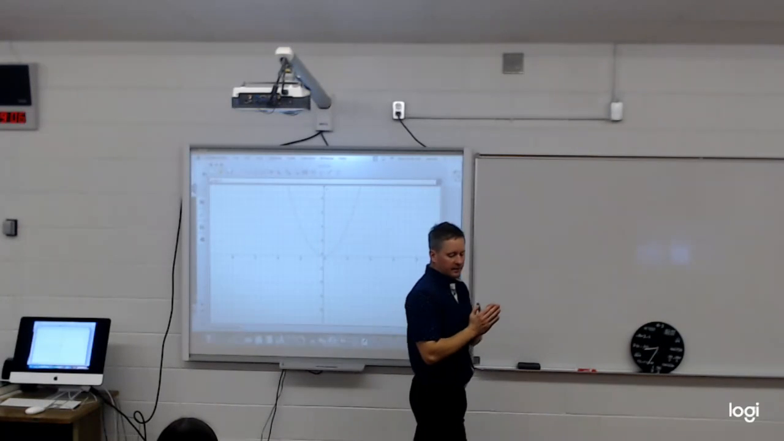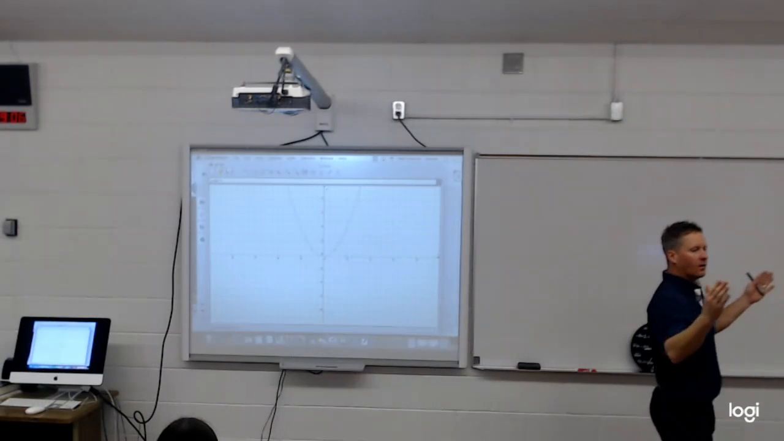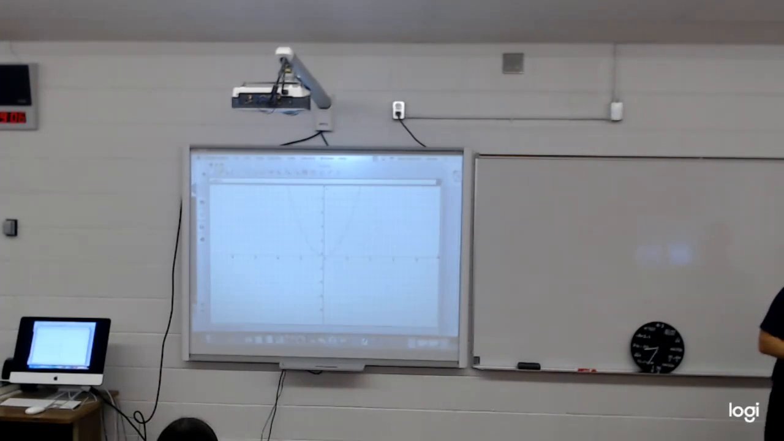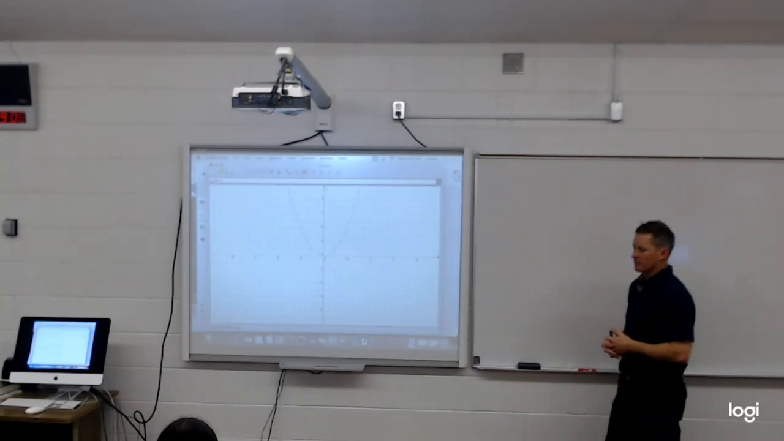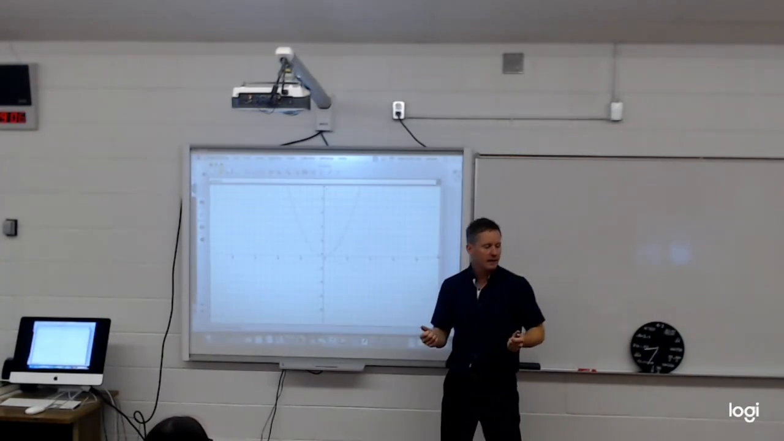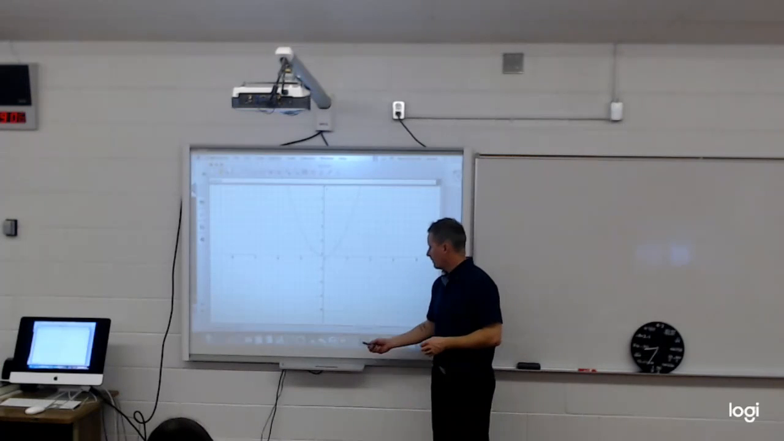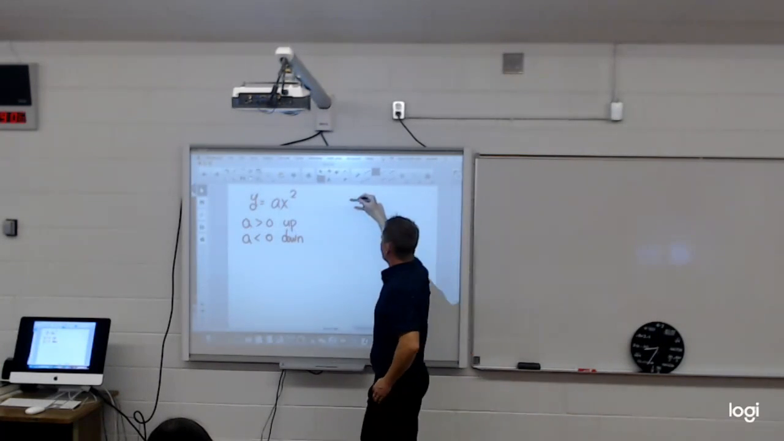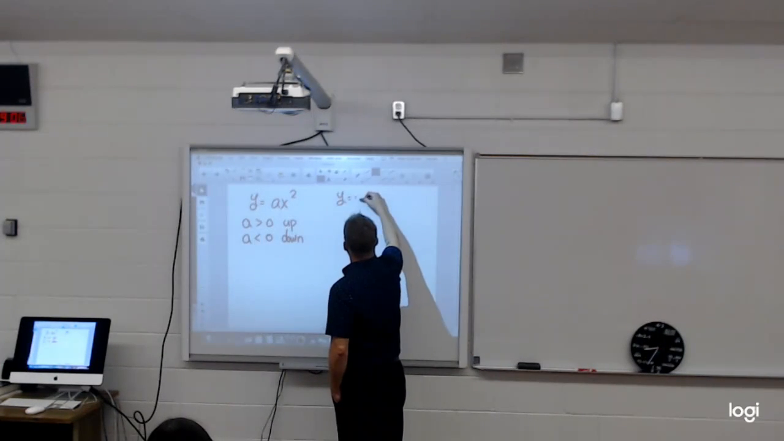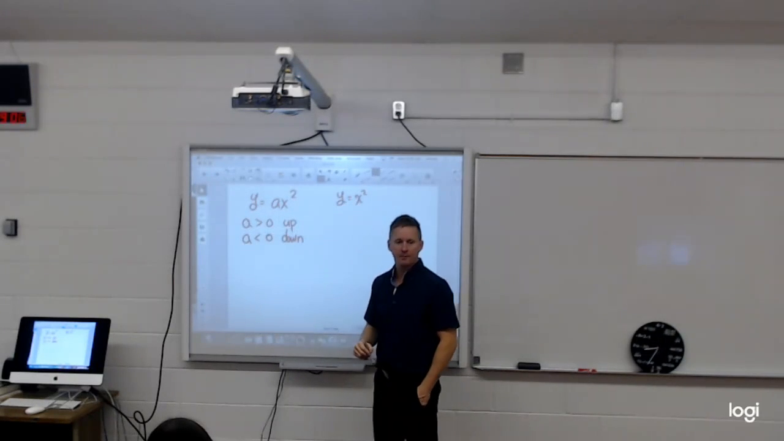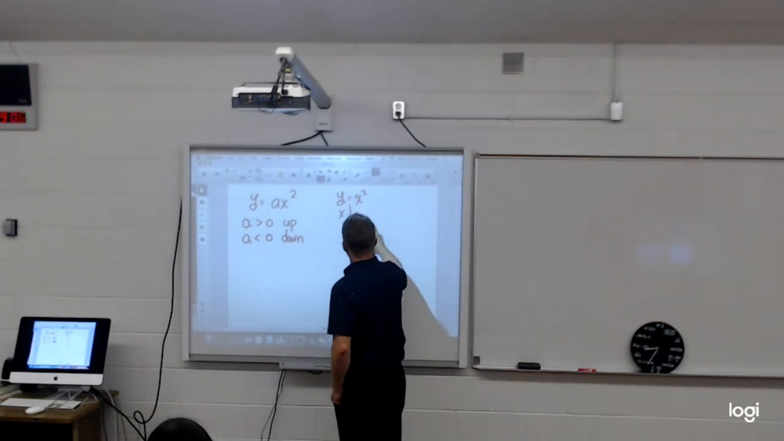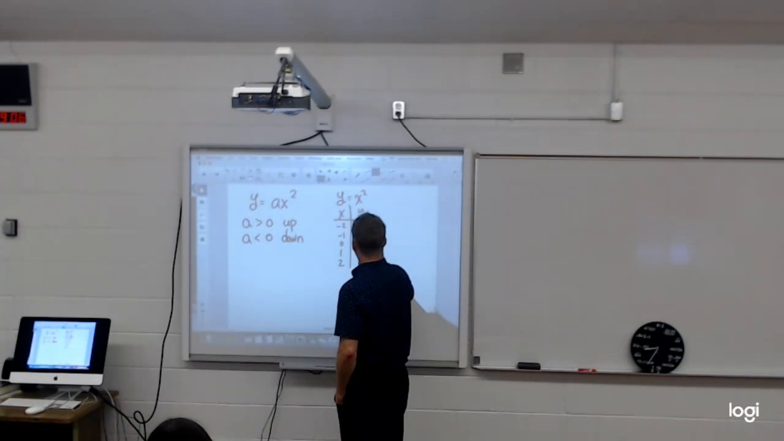So do you think that the graph is going to open wider or narrower because of that 4 being in front of the x squared? Narrow. Some say wide, some say narrow. Well, I want to show you what happens here. My first equation I said was this, y equals x squared, right? And I had x values of minus 2, minus 1, 0, 1, and 2. And that gave y values of 4, 1, 0, 1, and 4, right?